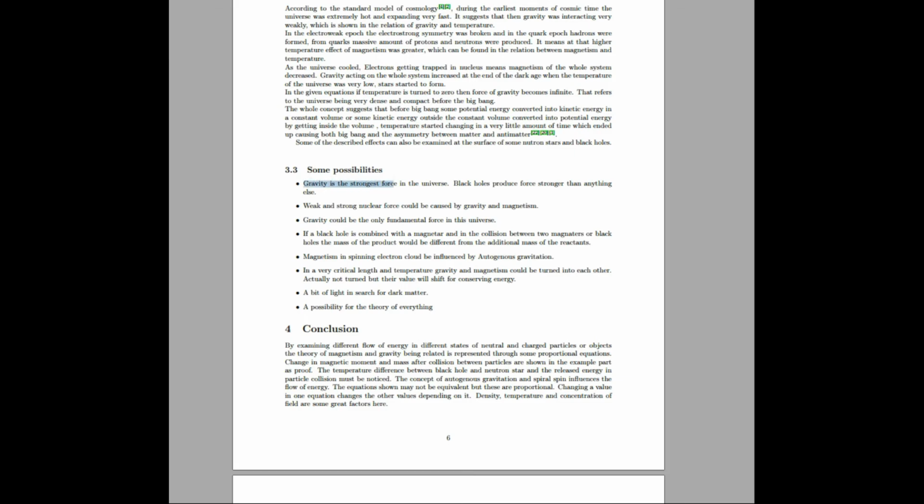Okay, gravity is the strongest. I've written that because of the weak and strong nuclear force, how they measure it. They measure it based on the volume the force is being applied. But gravitational force is something that can be infinite, but not the weak and strong. Those forces can't be infinite, but gravity is a force that can be infinite, that changes with speed and concentration.